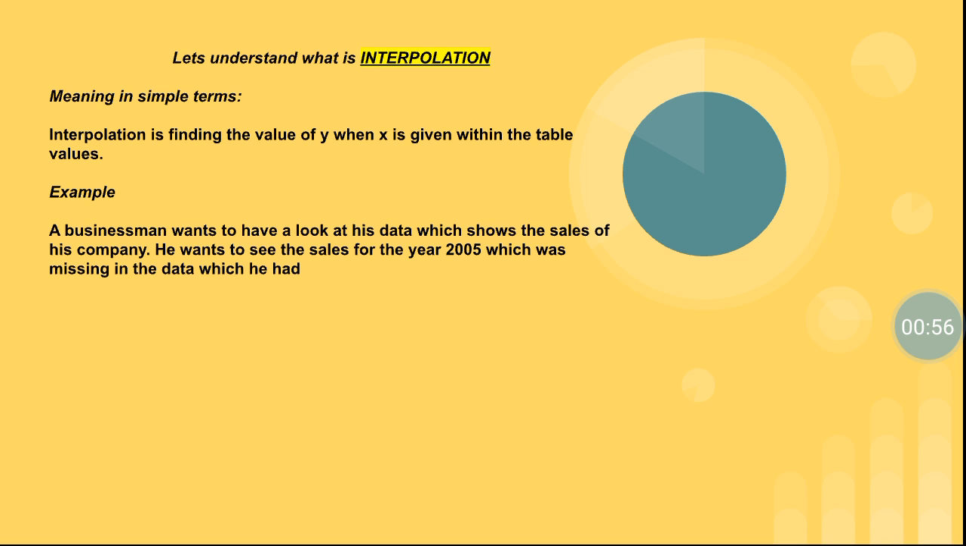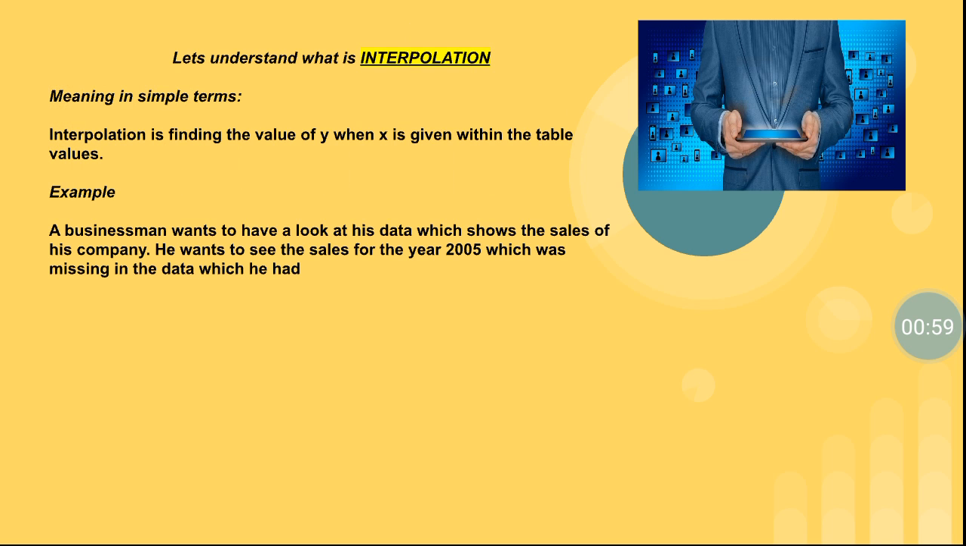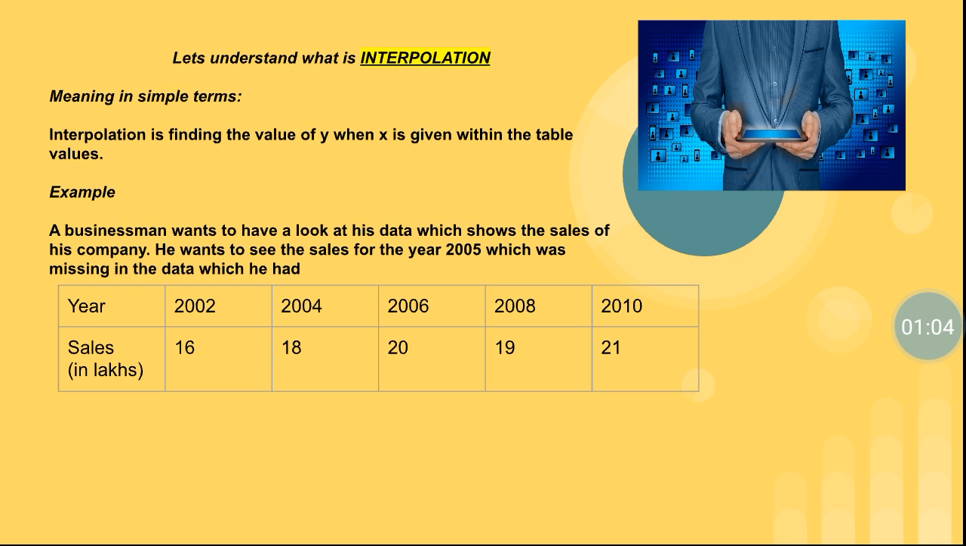Let's see this through an example. Suppose there is a businessman. He has the data of year and sales for 5 years, and for future sales progress he wants to know what the sales data was for the year 2005. 2005 is within the table, but the data of 2005 is not specified in the table. So here comes a question: how to get this information?